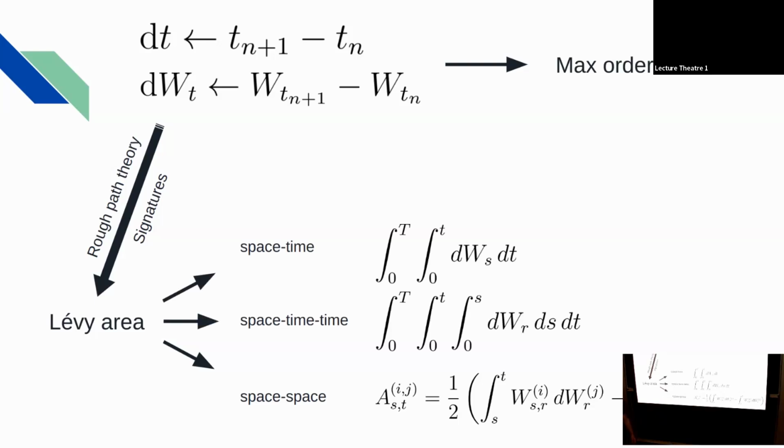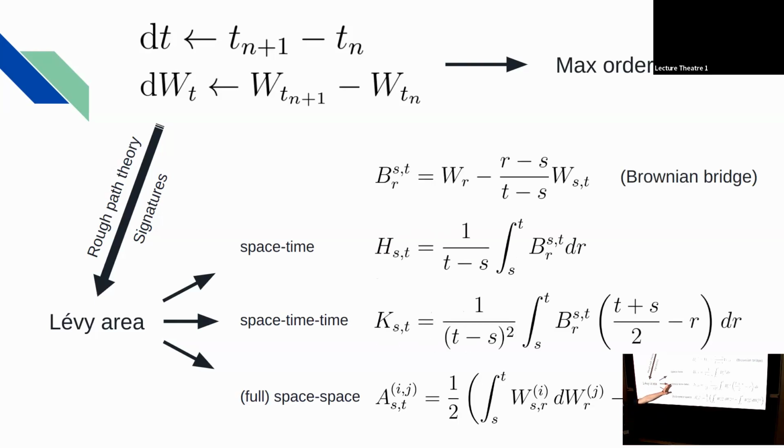And these are the time integrals of Brownian motion. So the space-time and the space-time-time Levy areas, which are related to these integrals, but they actually have a form like this. It's technical. Anyway, if you can generate this one and this one, you can unlock the orders of convergence that I had on the previous slide.